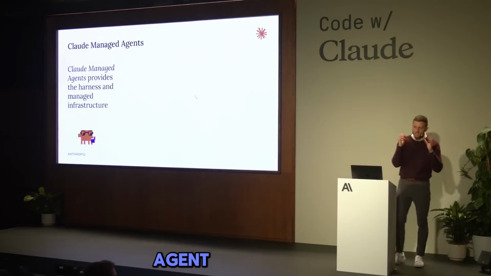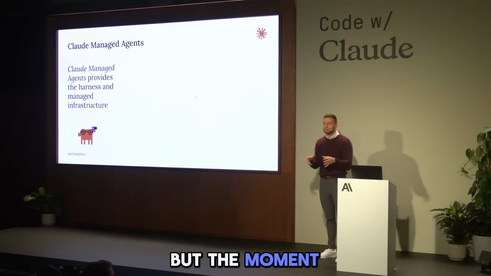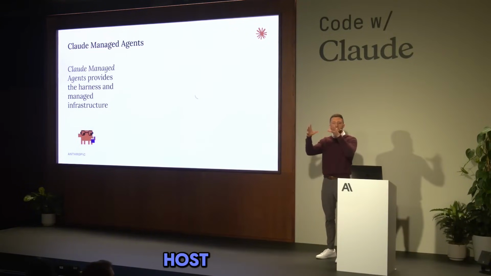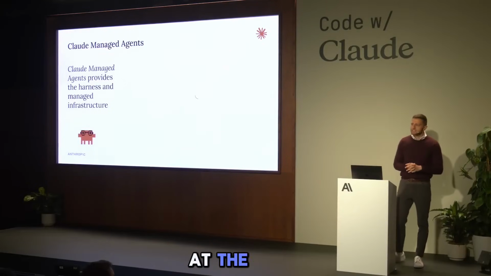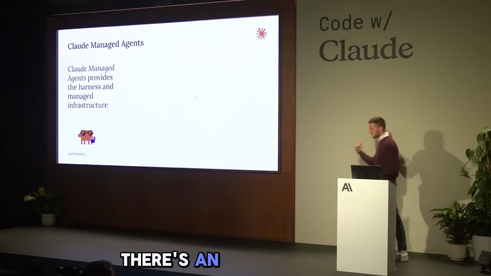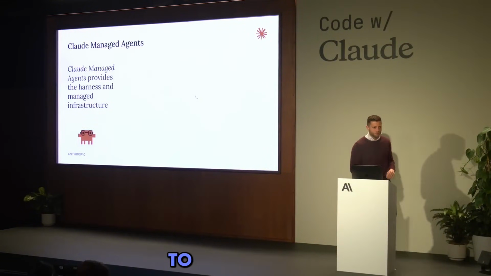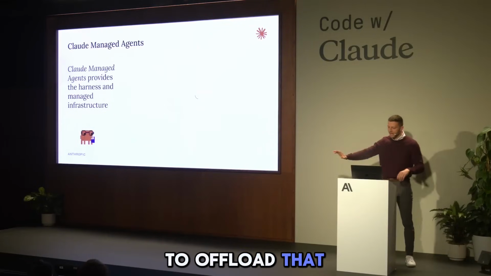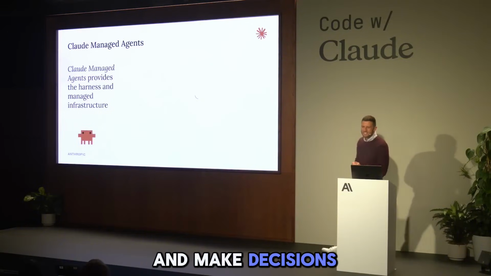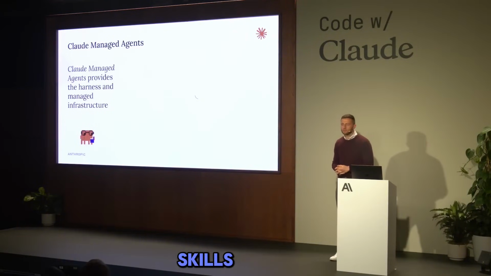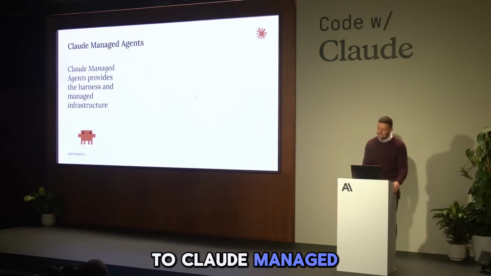If I want to build my agent locally and run it locally, I can do that pretty quickly and pretty easily. But the moment that I need to take that agent, host it remotely, and allow hundreds and thousands of users to engage with that agent at the same time, there's an infrastructure problem, there's a scaling problem, there's memory, there's security, there's so much that I have to account for. So in order to offload that, so I can just worry about the architecture of my agent itself and make decisions around tools, skills, and subagents, I'm going to offload everything else to Claude managed agents.